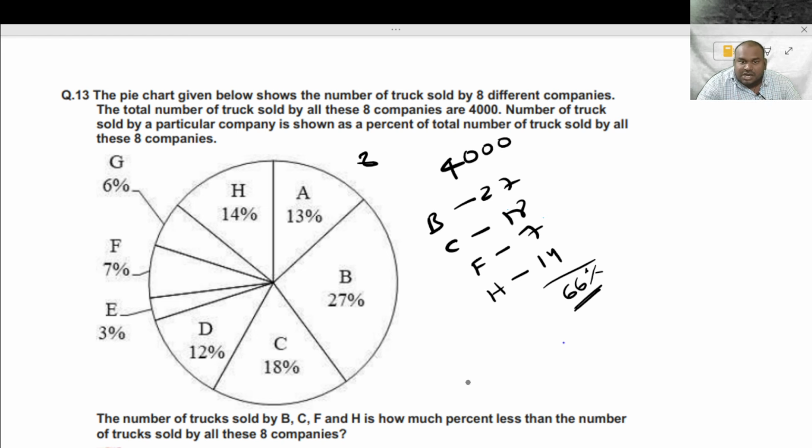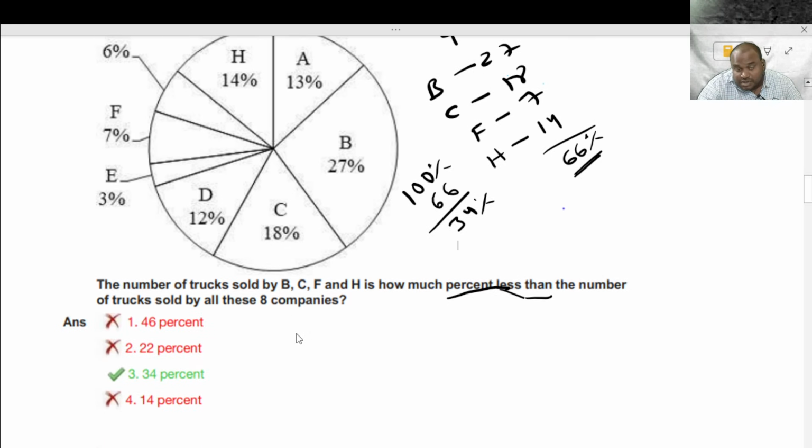So how much percent less is this? Less than the number of trucks sold by all the eight companies, which will obviously be 100%. So 100 minus 66. So it will be 34% less than the trucks sold by all the companies. So, third option.